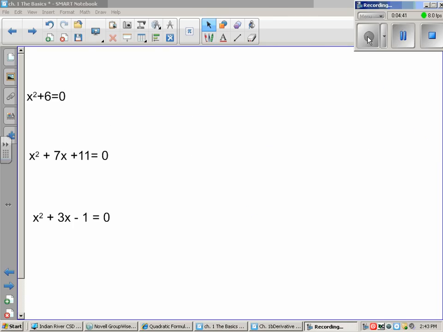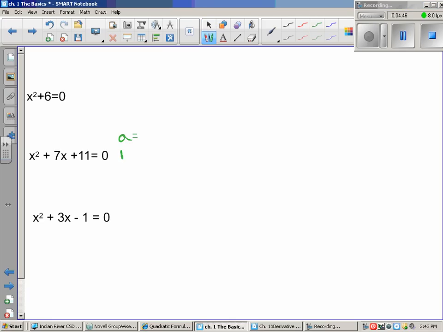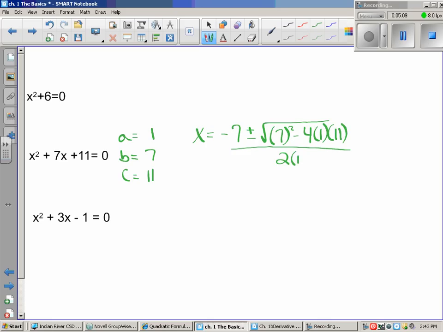x squared plus 7x plus 11. Great. A is what? 1. Good. What's B? 7. Great. And C? 11. x equals negative b plus or minus the square root of b squared minus 4ac all over 2a. And so from here on, what you need to do is simplify.